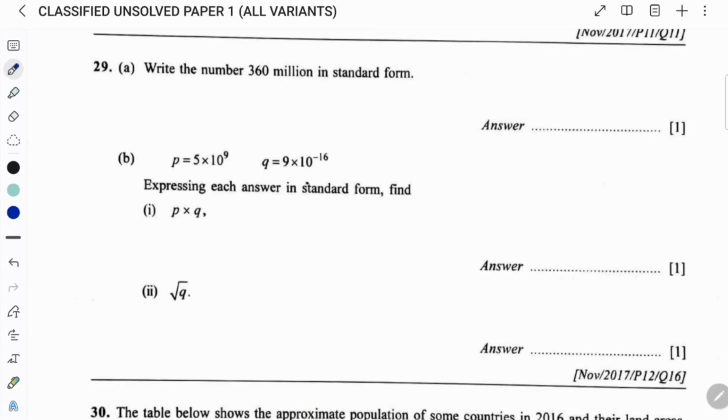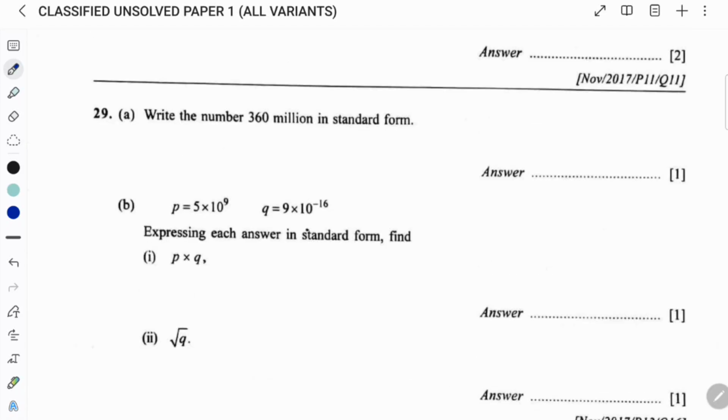Okay, now do this question. Write the number 360 million in standard form. Million means 6 zeros. So altogether this is 360, then 1 2 3 4 5 6 zeros, 6, 7, 8. So 3.6 into 10 to the power 8.